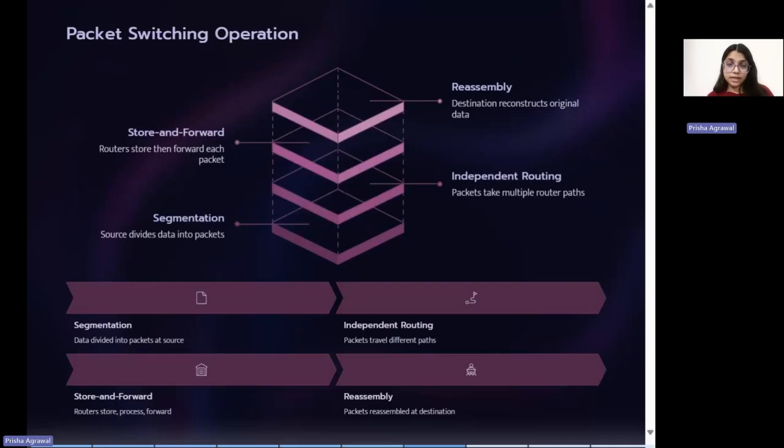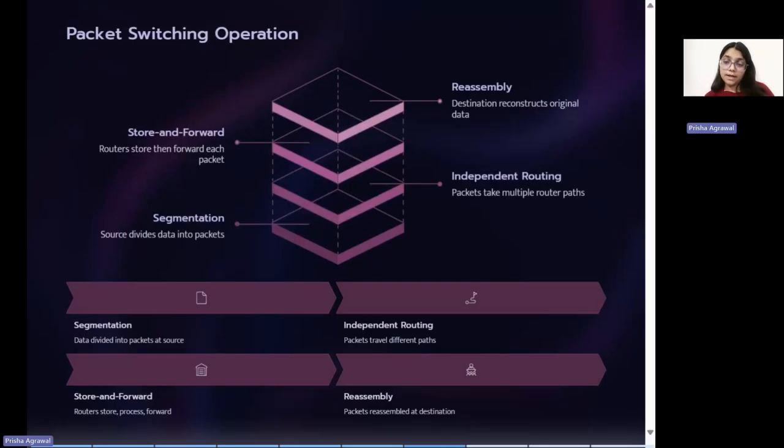In independent routing, each packet travels independently through the network. Unlike circuit switching, packets do not have to follow the same route. Instead, routers determine the most efficient path for each packet depending on the network traffic and congestion conditions. Store and forward. When a packet arrives at a router, the router temporarily stores the packet, analyzes its destination address, and then forwards it to the next router along the path. This process continues until the packet eventually reaches its destination.